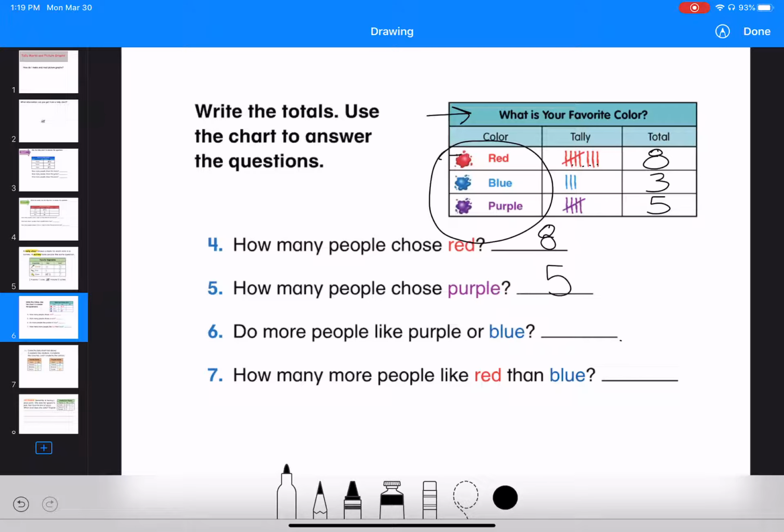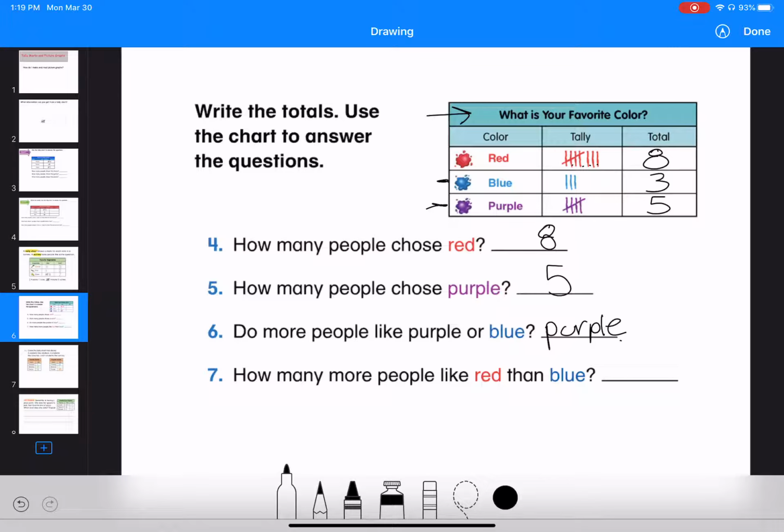5. Do more people like purple or blue? So you look at your purple, look at your blue. Which one has more votes? So more people like purple. How many more people like red than blue?